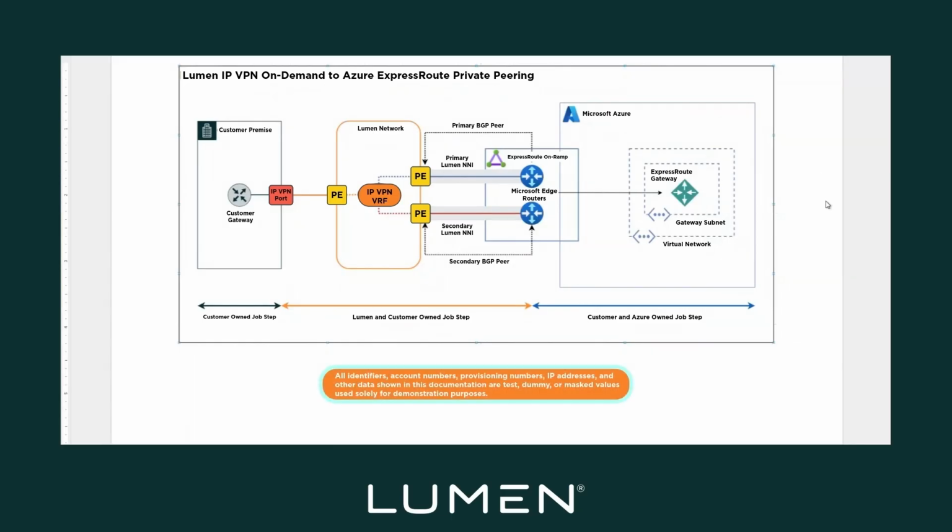This video will review the process to create a Lumen IP VPN on-demand connection to Azure ExpressRoute using private peering. We'll refer to this drawing from time to time to show what it is we're creating.